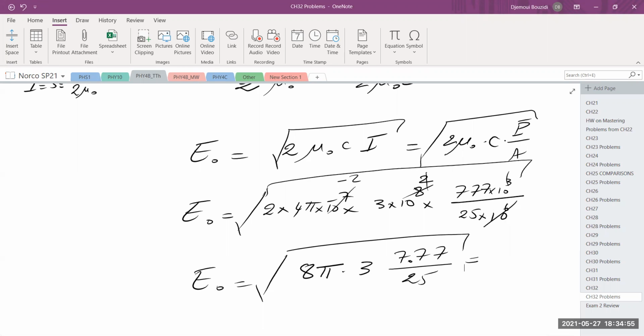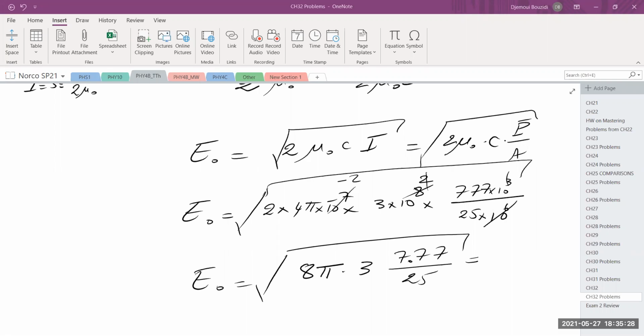And that's it. So let me pull out the calculator in here. Hopefully you're doing the same. You're not relying on my numbers in here. So if I do that, I have the square root of, open parentheses of, I'm going to write it down, 8 pi times 3 times 7.77 divided by 25 and close the parentheses. And that is basically the answer. Did I forget the 3? Yes, I did. No, I did not write it correctly. Sorry about that. So it's 3 times.